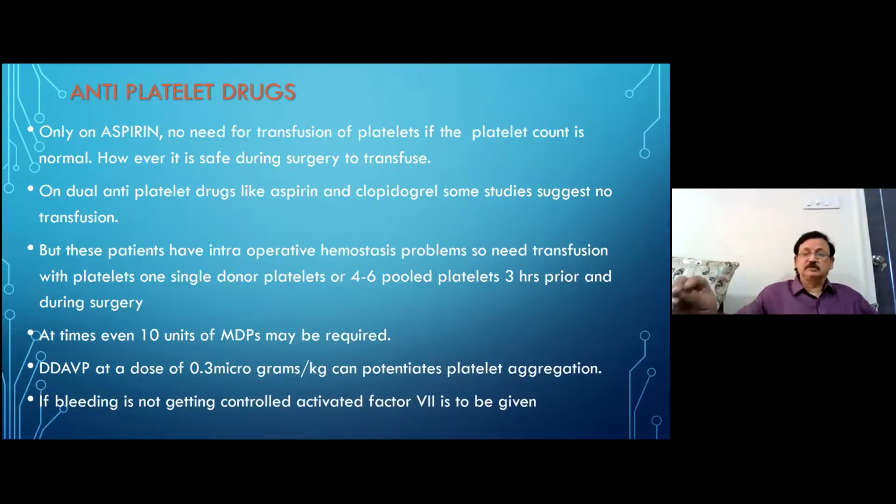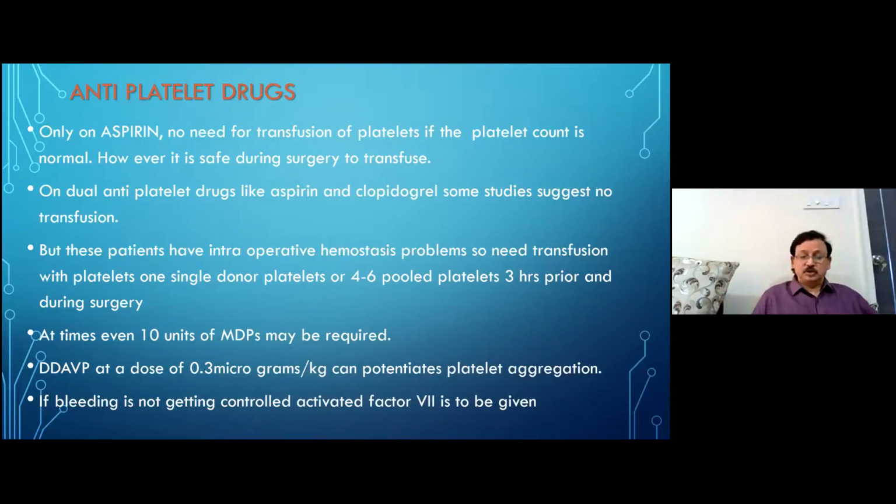Sometimes the platelets are given overnight and then the patient is taken for surgery in the morning. That is not correct. Once the platelets are given, they can be deactivated by the already existing antiplatelet drugs. So just 3 hours prior to surgery, you have to give the transfusion. And during surgery also, transfusion has to be given. At times, even 10 units of multi-donor platelets may be required.